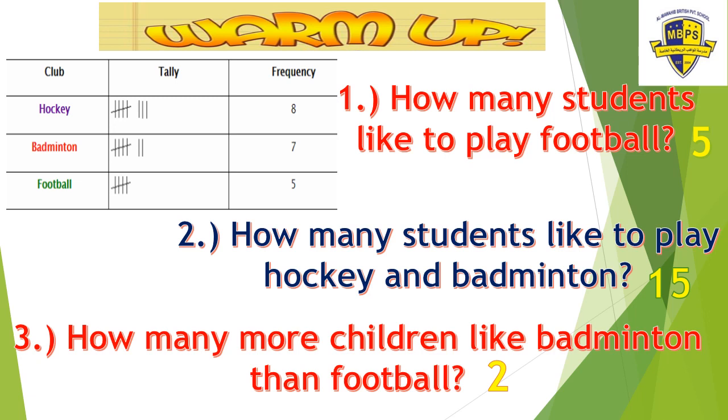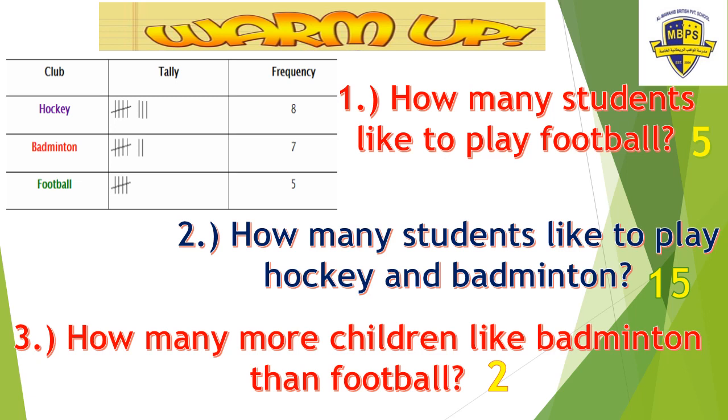Hockey. Let's count the standing lines. You all are going to count with me. We have 1, 2, 3, 4. And the 5th line goes across. Now how many more standing lines do we have? 3 more. So after 5, we have 6, 7, 8. So you can see in the frequency column for hockey, we have number 8.